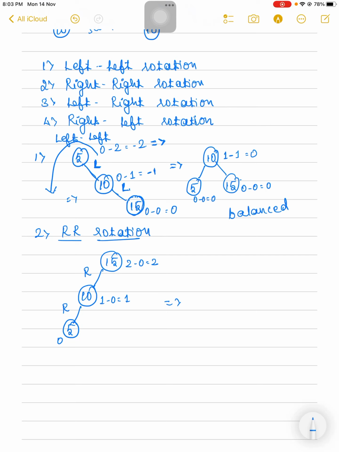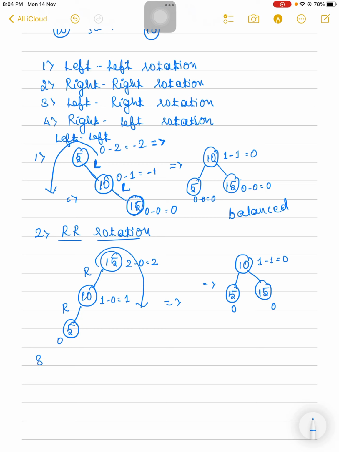We are supposed to pull this 15 down over here, to this side. When we pull like this, we'll get the resultant tree like this: 10, 5, then again 15. When we calculate the balancing factor, for 5 it is 0, for 15 it is 0, then for 10 it is 0, which is completely balanced.